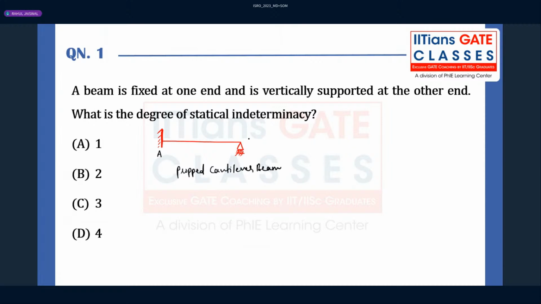Let's say this end is A and this end is B. It is vertically supported at the other end, right? There is a vertical support. So now how many reaction forces will be coming? One reaction force at B, that is a vertical reaction force. Another vertical reaction will be at the fixed end, and there will also be a resisting moment. So for a vertical load, this beam is fixed at one end and vertically supported at the other end. Note the figure.